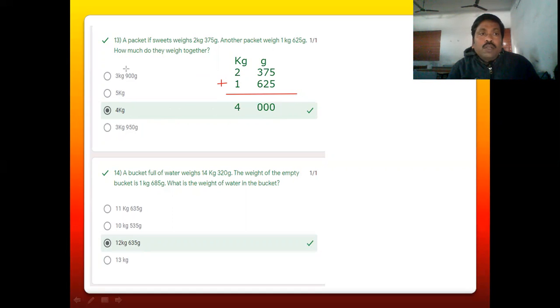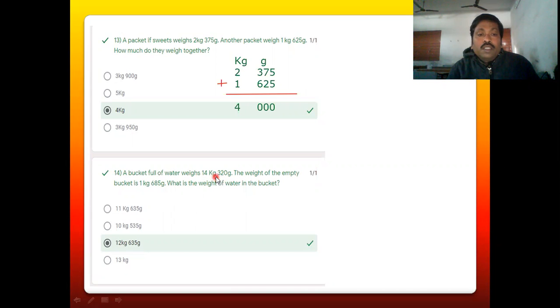And now, how can we solve question number 14? The question says that a bucket full of water weighs 14 kg 320 grams. The weight of the empty bucket is 1 kg 685 grams. What is the weight of water in the bucket? So to solve this question, we will subtract 1 kg 685 gram from the 14 kg 320 gram.